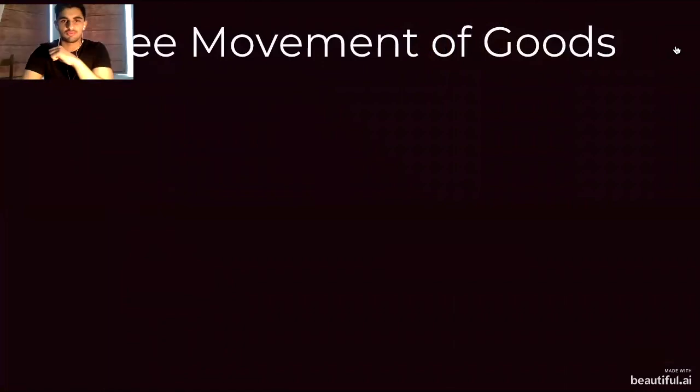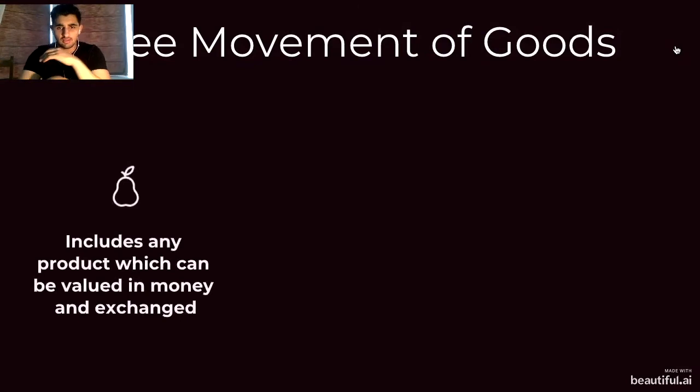When it comes to the free movement of goods, it's important to understand the definition of what goods actually mean. And in this scenario, we are thinking of any product which can be valued in money and can be exchanged. So take your pick. I've got a pear there as an icon. You could have this mobile phone, you could have lamps, TVs, furniture, you name it. And actually, when I was doing my research for this course, I found that human body parts also constitute goods, because technically they are something that can be valued in money and exchanged, although of course it is illegal.